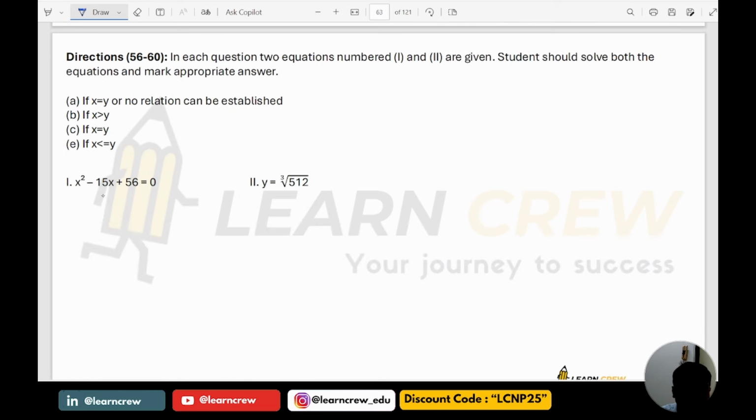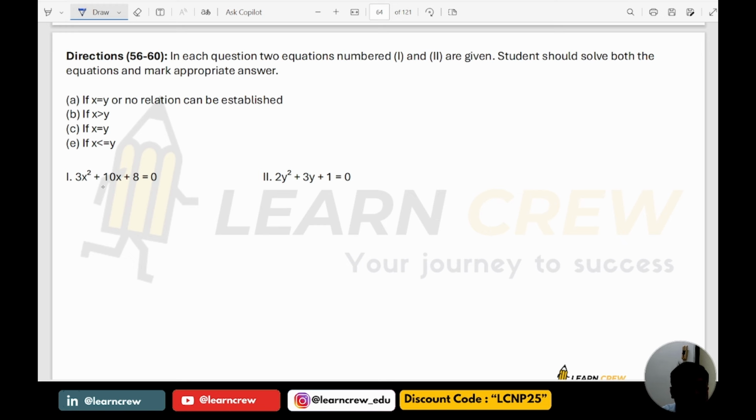Next, here x is 7, comma 8. Here y is 8. So x is less than y or x is equal to y. So x is less than or equal to, so option E is correct.